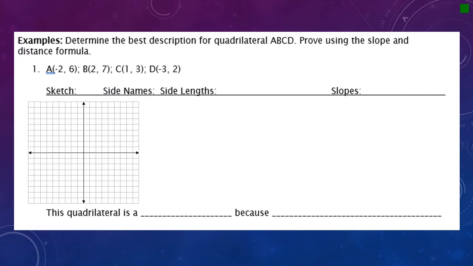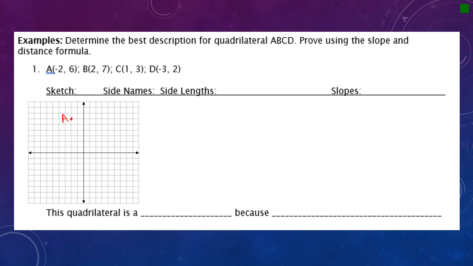We want to determine the best description for this quadrilateral ABCD, and we're going to prove using both the slope and distance formula. So the very first thing we need to do is a sketch, and I've actually put a graph on here because I'm not very good at drawing straight lines or anything artistic. So I'm going to plot my points. I want point A at -2, 6. So I'm going to go left 2 and then up 6, and I'm going to label A.